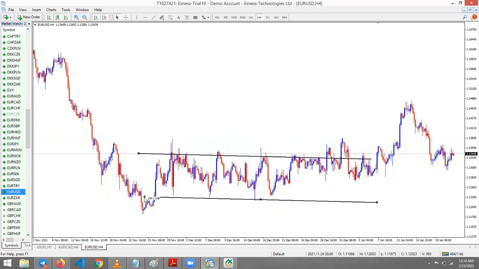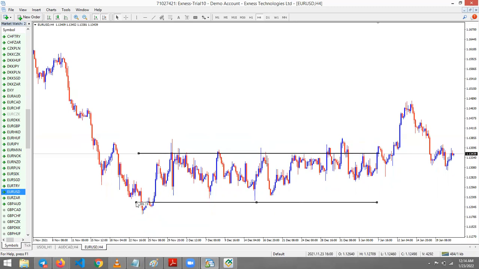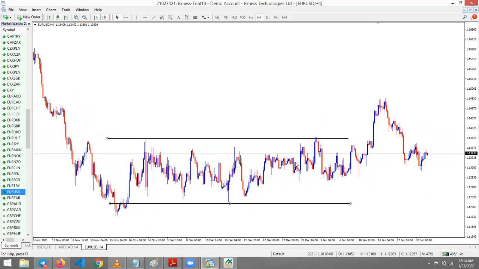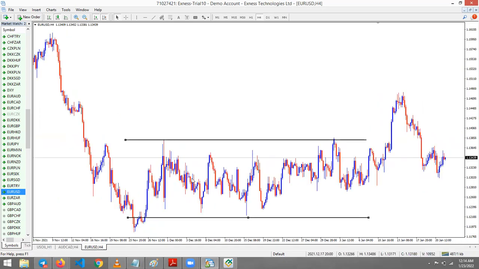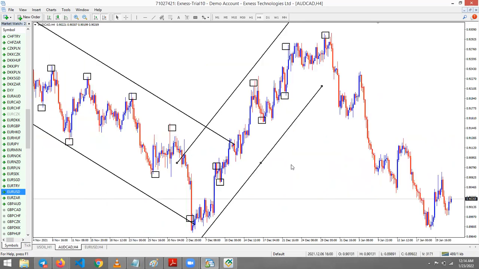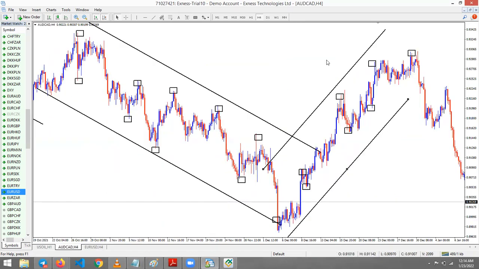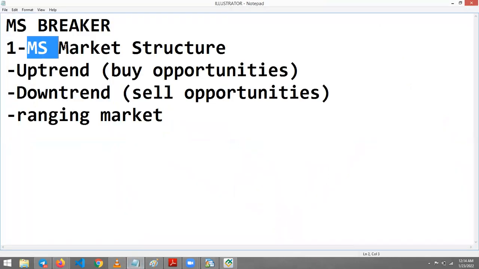So once it makes a clear move, that is when you can think of making a trading decision. So now here, this is what we call a ranging market. Avoid ranging markets. Maybe you can trade them, but I don't recommend it. I usually recommend uptrends and downtrends. So I think that is a structure. I think I've explained what we call MS, market structure: the uptrend, downtrend, and the ranging market. Try to avoid the ranging market.